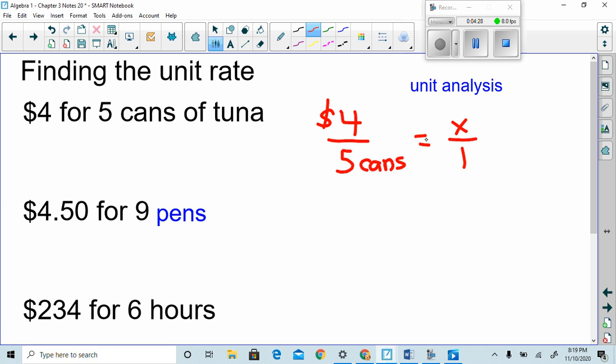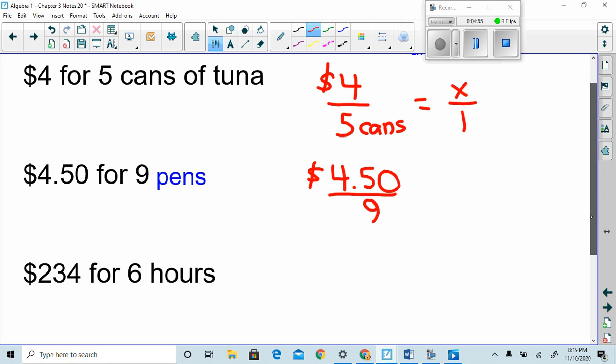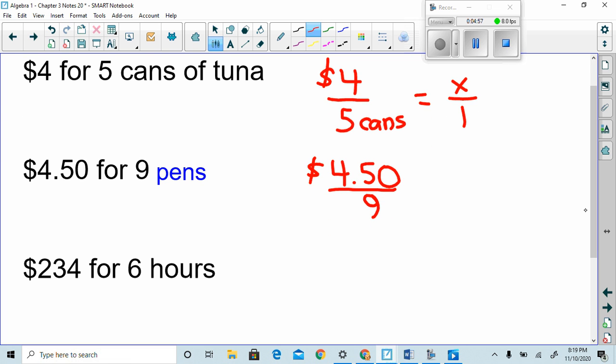I could set it up as a proportion, but technically that's just a division, because I would get 5x is equal to 4, and then I would divide both sides by 5. So go ahead and divide and find out, and round to the nearest cent if it needs to. My next problem is telling me that there's a package of pens that's $4.50 for 9 pens. I wonder what the cost is for just 1 pen if I could only buy one. And we call this the unit rate.